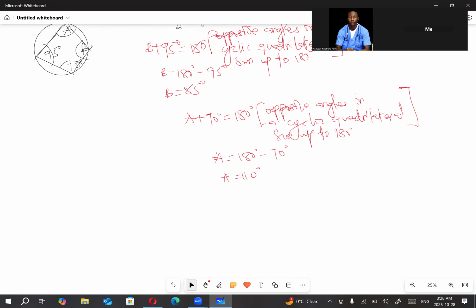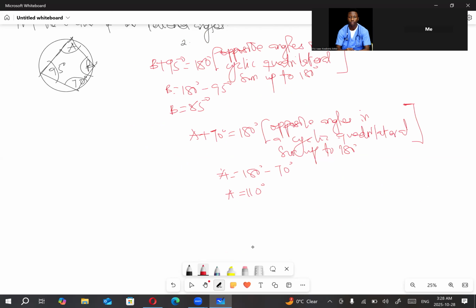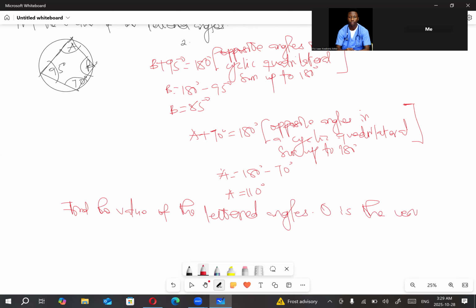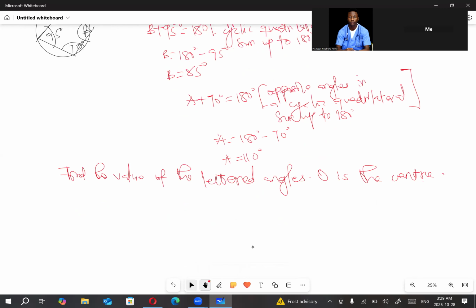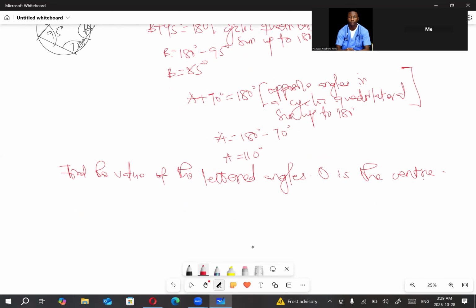In the absence of questions, I'm going to give you a series of questions. Find the value of the lettered angles. Write faster. O is the center. So question 1.